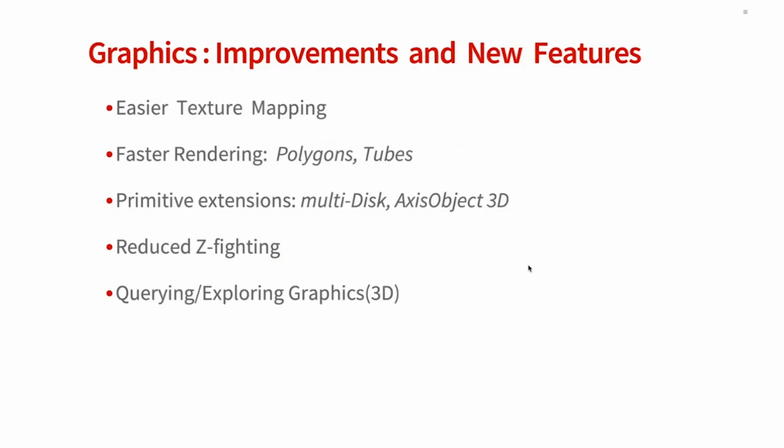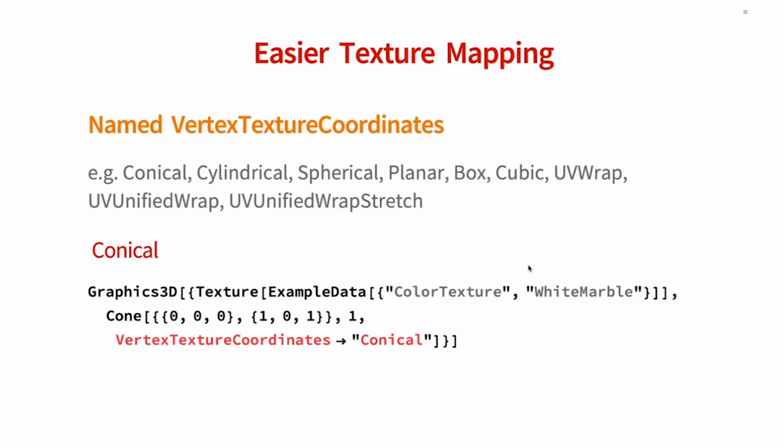I'm going to be giving an exposé of several of the new features we've done to make using the front end, in terms of graphics, easier, making some things render faster, extensions we've done to primitives, getting things to look prettier, as well as ways of exploring your graphics. To kick off with, we've made texture mapping easier by introducing named vertex texture coordinates.